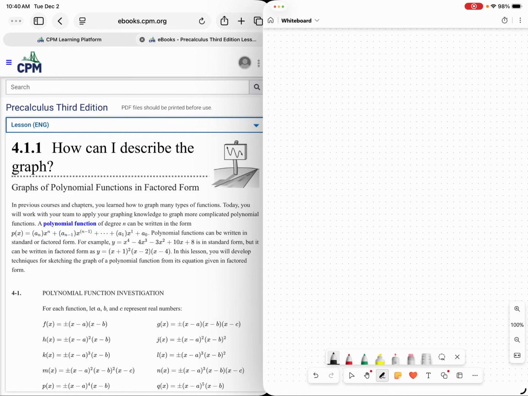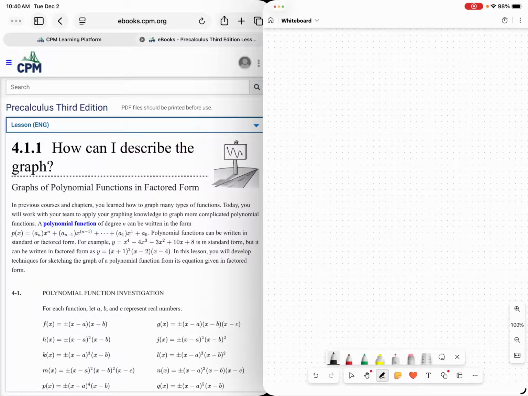Okay, guys, let's do lesson 411 on how we can describe graphs. So graphs of polynomial functions, and we're going to start off looking at them in factored form. In previous courses, you learned how to graph many types of functions, and today we're going to work with our graphing knowledge to graph more complicated polynomials.